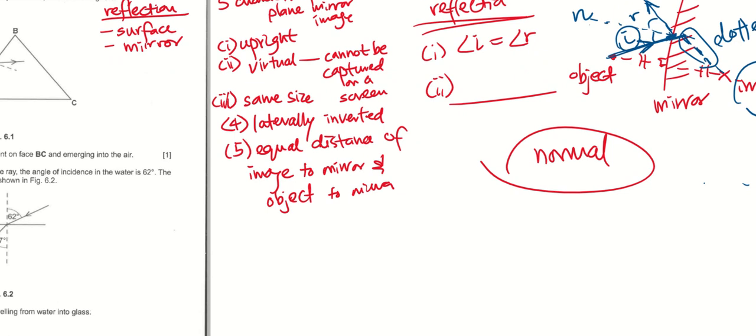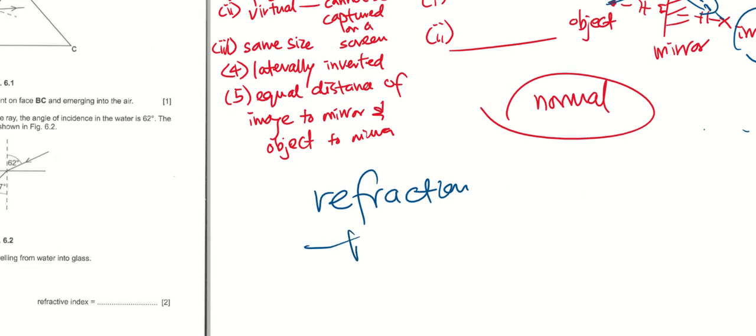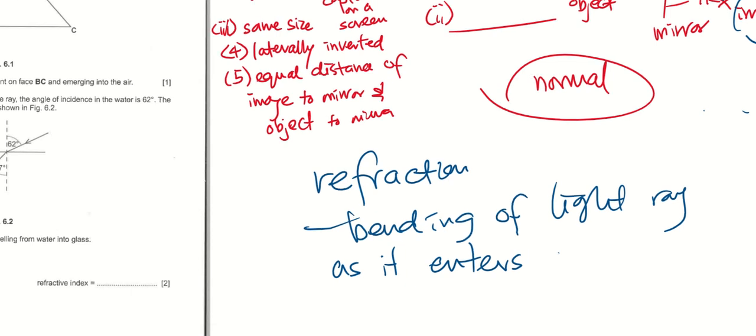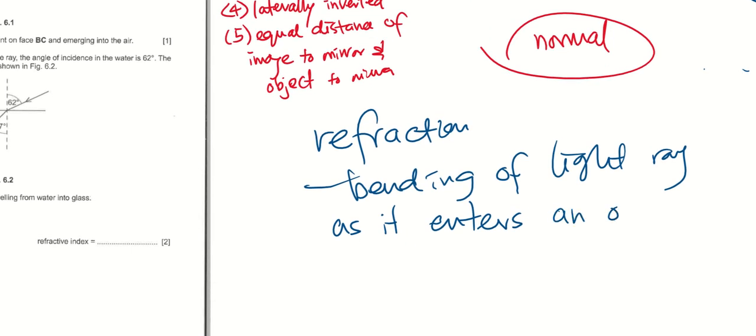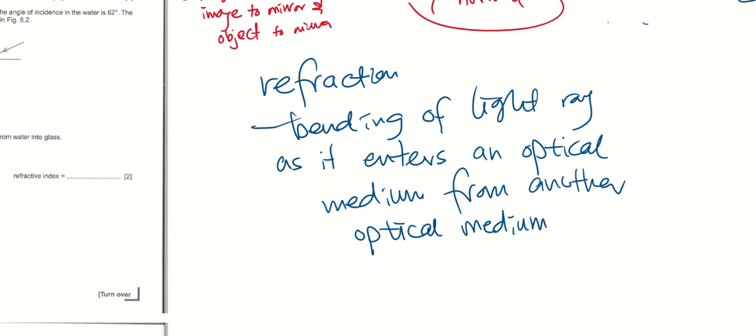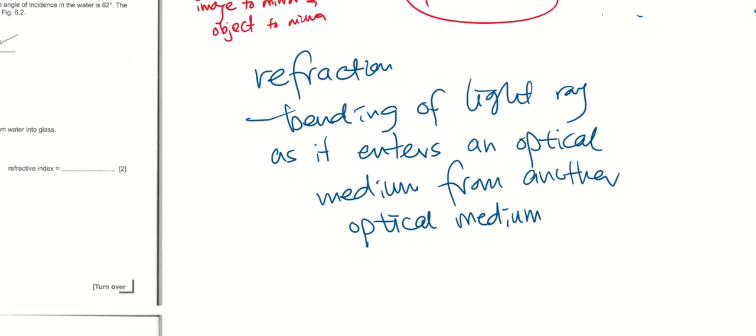Then what will they ask for? The next part. They will test you on refraction. Refraction is the bending of light ray as it enters an optical medium from another optical medium. Okay, from one medium to another lah. Why I use optical? Because we are dealing with light. Okay, later I'll explain more. So refraction is the bending of light as it enters an optical medium from another optical medium.